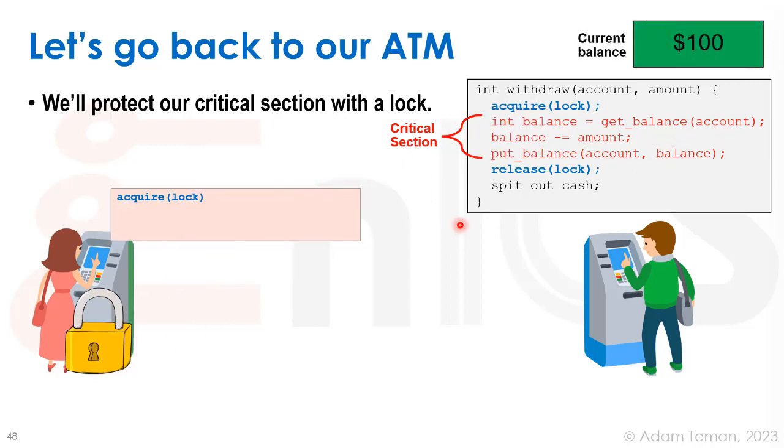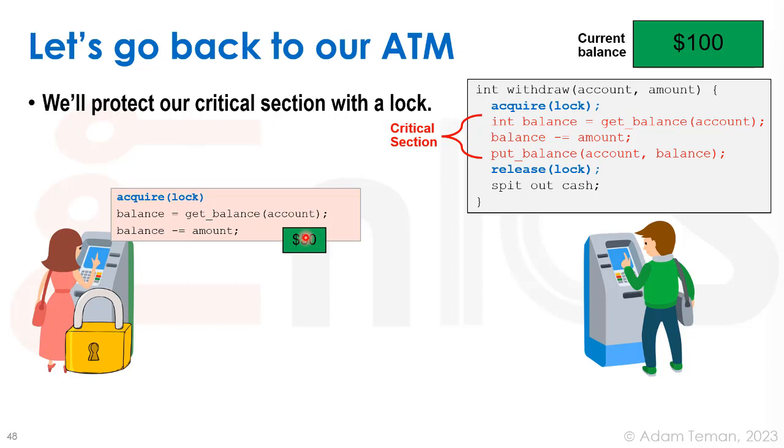So what's going to happen is my wife got there first, so she's going to hit this acquire, and she's going to acquire the lock because it was free. So she holds the lock over here now, and so she can continue her operation. She, again, does this get balance. She sees it's $100. She removes the amount from it.